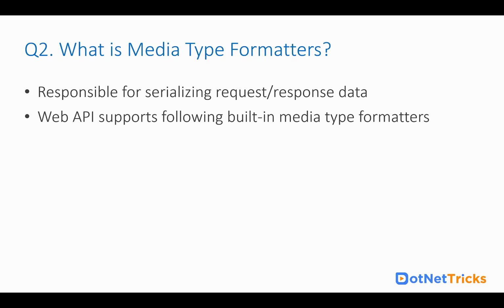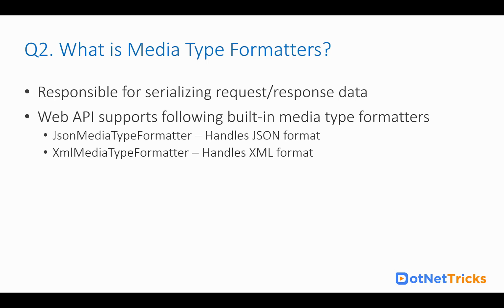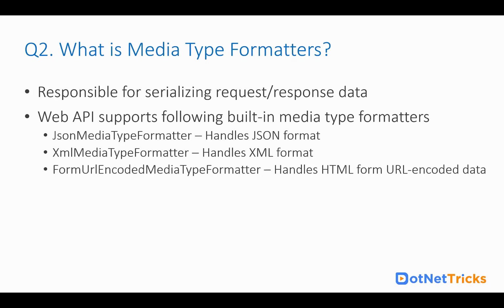Web API supports the following built-in media type formatters. We have the JSON media type formatter to handle the JSON format. We have the XML media type formatter to handle the XML format. We also have the form URL encoded media type formatter to handle HTML form URL encoded data. Because sometimes you are posting form data to the Web API, and in that case, how can we extract the data from the request? This is the media formatter which helps us. So these three built-in media formatters are available to handle serialization and deserialization at the request and response level.